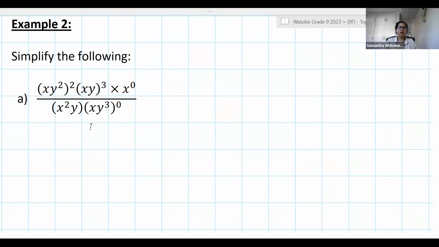This is now combining all of the laws that we know, and these are the sorts of questions you're going to get, combining the laws that we know into one question. So we need to be able to do all of the laws at the same time, essentially. In this case, there's no negative signs, so you don't need to stress about any negatives here.